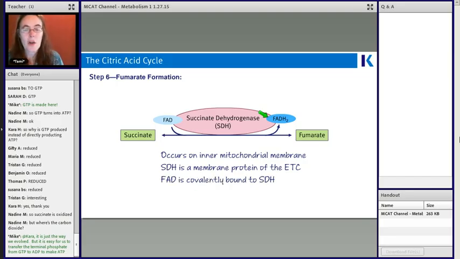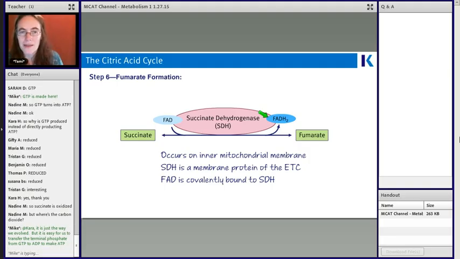FAD is covalently bound, which means it doesn't go anywhere. That's why this has to be part of the electron transport chain, because the FAD we make, the FADH2 we make, each of those will make 2 ATPs. So this has to be bound into the membrane because it's actually part of the electron transport chain. Okay? Then, when we look at this, it's the only step ever that produces FADH2.